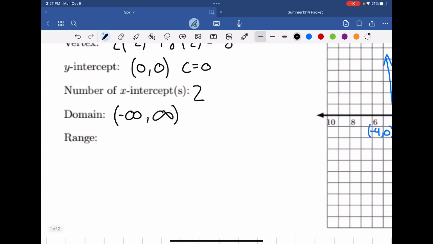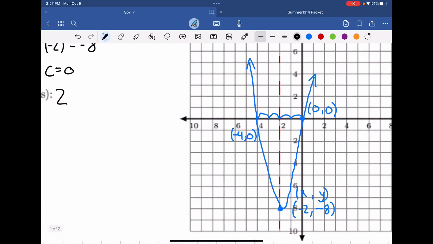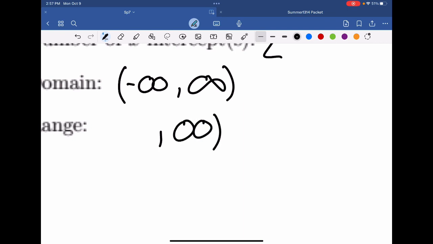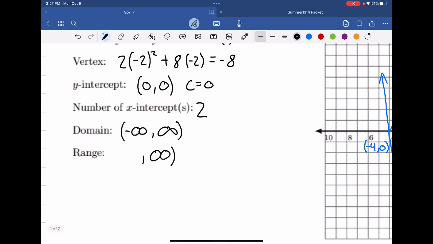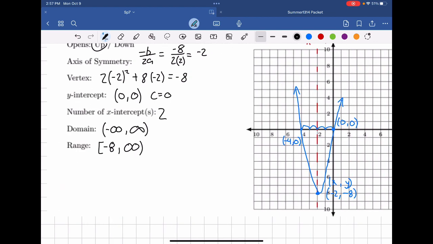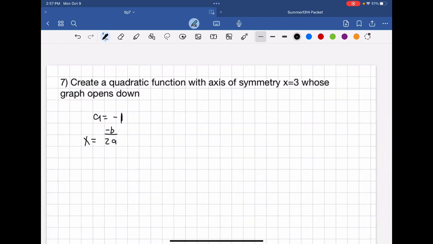So in the range, we know it's all y values, and since we open up, our range is going to go to infinity. But our lowest value is going to be that -8. And we do include that -8, so it's going to be a bracket, right? So now we're going to move on to question 7.